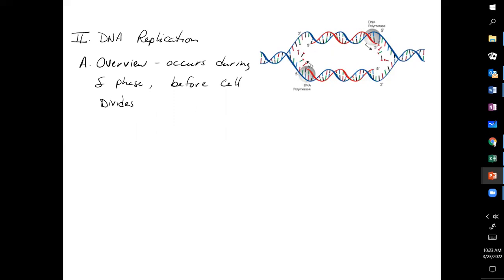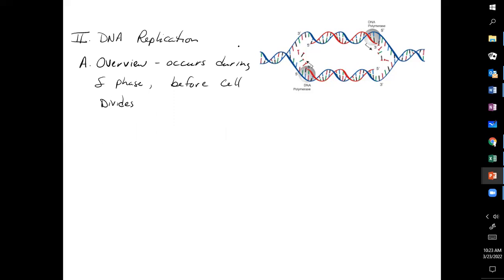And there's a lot of it to replicate, even in a prokaryote, 4.5 million base pairs, that's a lot of DNA to make new copies of. Human genome, 3 billion base pairs that all have to be replicated with really high fidelity. So we're going to take some time and talk about the process.